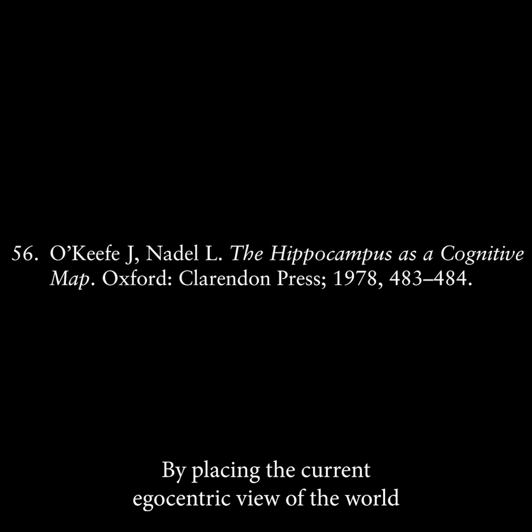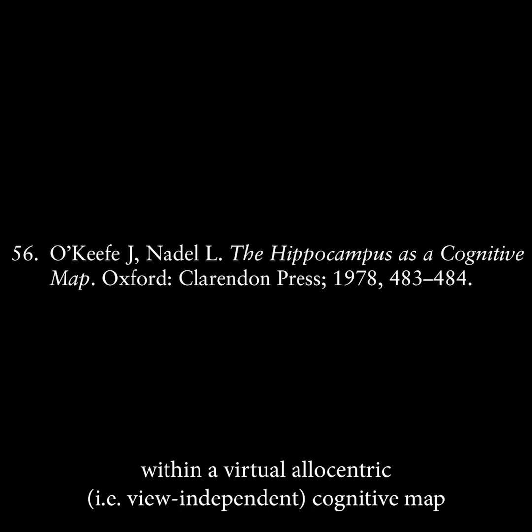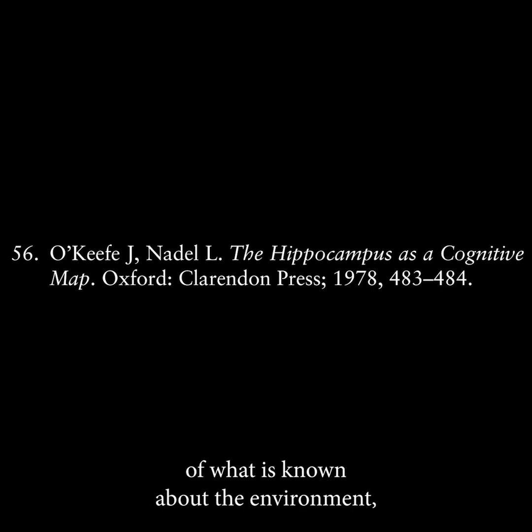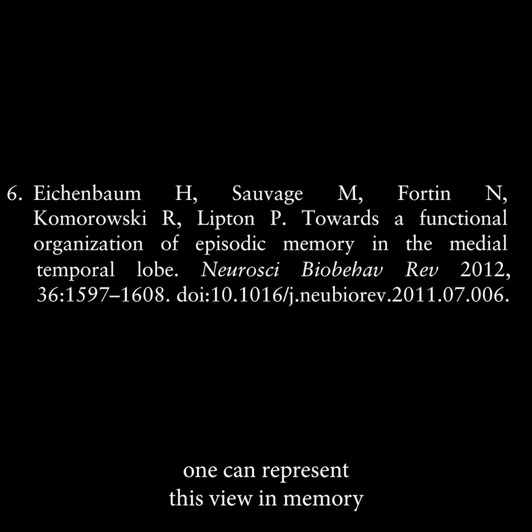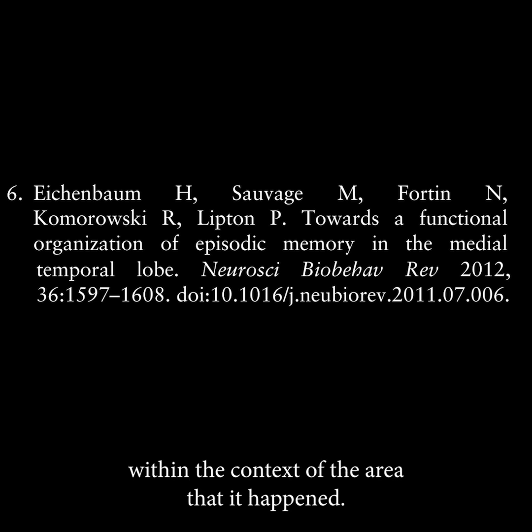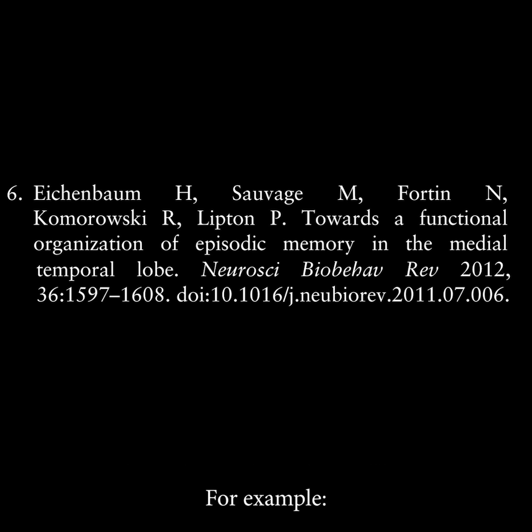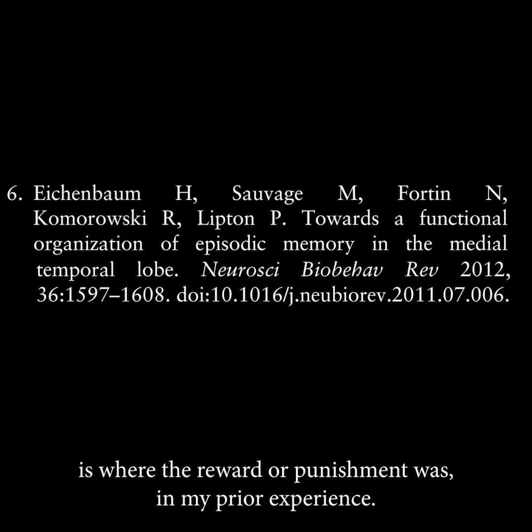By placing the current egocentric view of the world within a virtual allocentric, that is, view-independent, cognitive map of what is known about the environment, one can represent this view in memory within the context of the area that it happened. For example, up ahead, around the corner, is where the reward or punishment was in my prior experience.